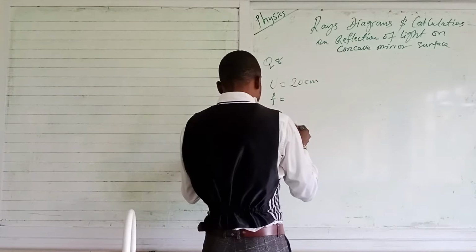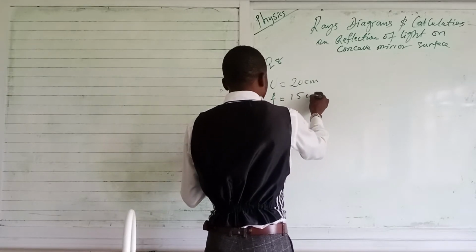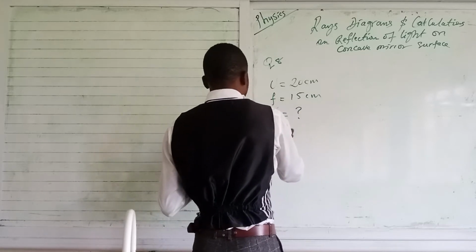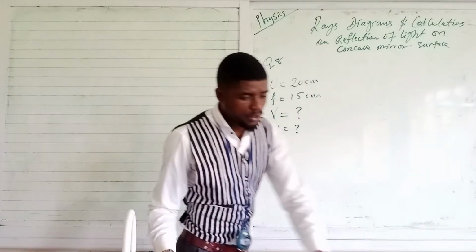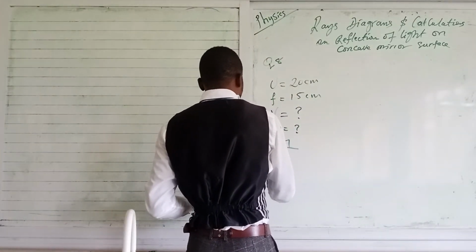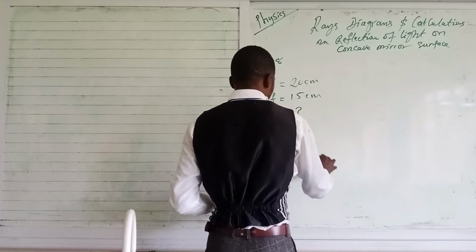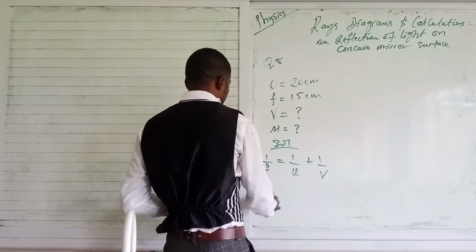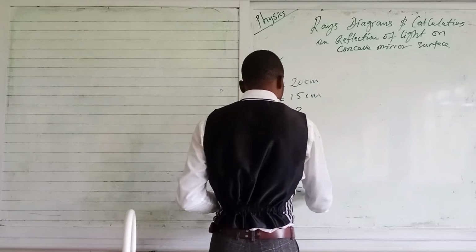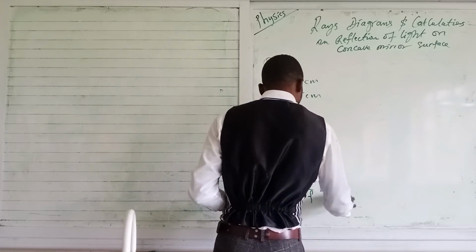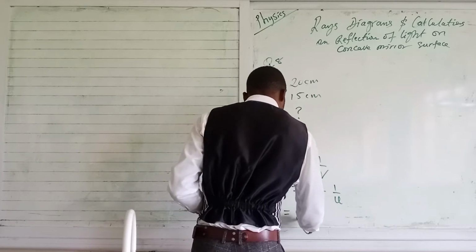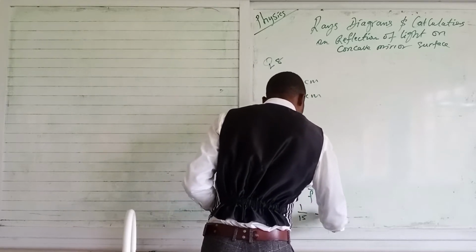So, the focal length F is given as 15 cm. Position of the image formed simply means V, image distance. V is not given, and magnification is not given. So let's go straight to the point. Solution. From 1 over F is equal to 1 over U plus 1 over V. This implies that 1 over V is equal to 1 over F minus 1 over U. So this implies that 1 over V is equal to 1 over 15 minus 1 over 20.